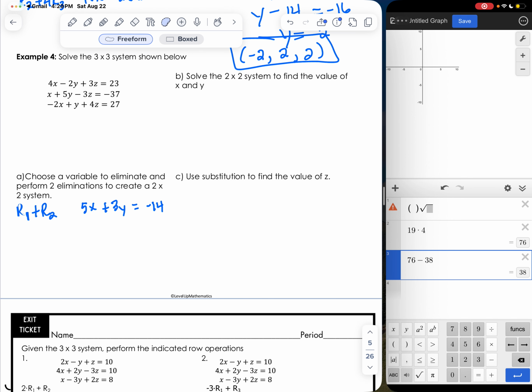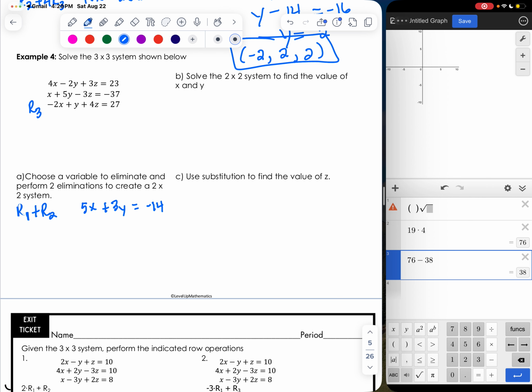All right, so I did my first elimination. Now, I used row 1 and row 2 in my first elimination. So in my second elimination, I must use row 3. I have to do something with row 3. Now remember, we're trying to eliminate the z's. Because I have a negative 3z and a positive 4z, I have a negative and a positive, I think I'm going to use row 2 and row 3.